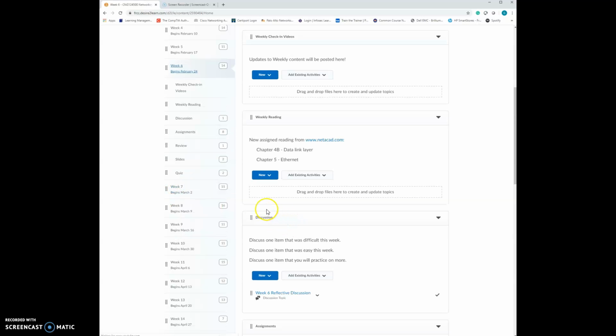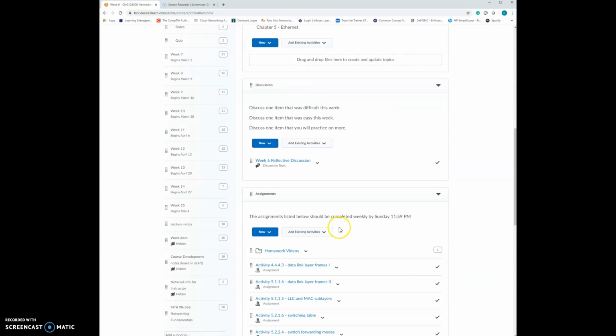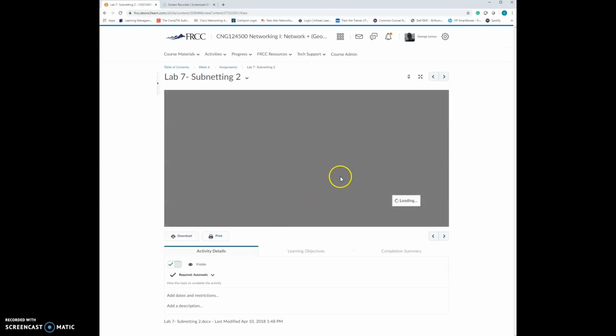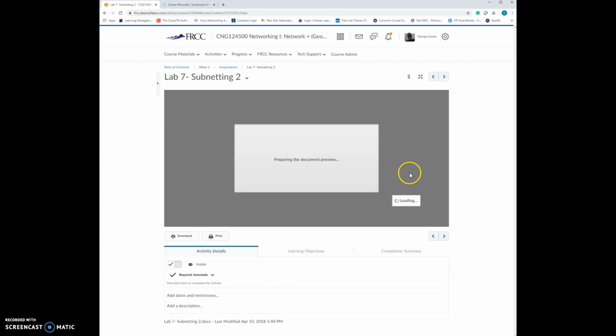Week 6 starts this week. We look at the data link layer and the Ethernet layer. We do subnetting 2. Once again, make sure to evaluate, and I added a few more things this week, so we won't be doing the exact same thing. We're going to be doing a little bit more. We're going to be looking for network addresses within the homework.